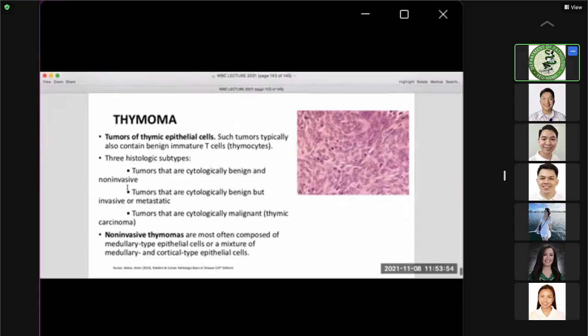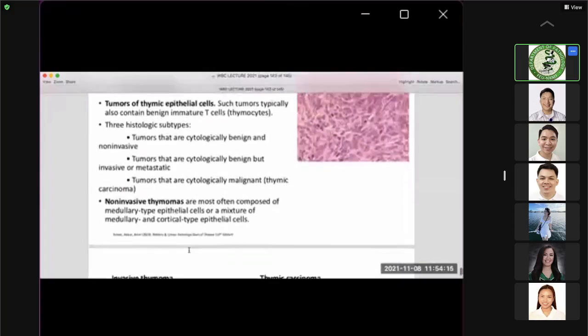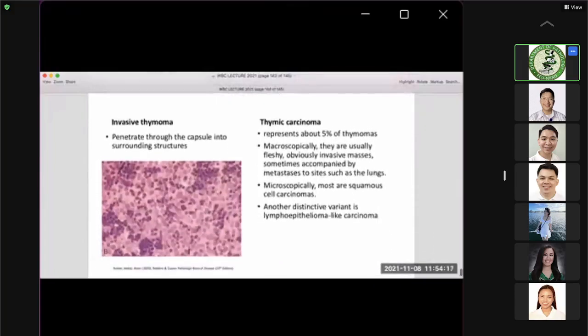There are 3 histologic subtypes here. Cytologically benign non-invasive; cytologically benign but invasive or metastatic; and cytologically malignant features. There are also non-invasive thymomas, most often composed of medullary type epithelial cells or a mixture of medullary and cortical type epithelial cells. Invasive thymoma penetrates the capsule into the surrounding structures.